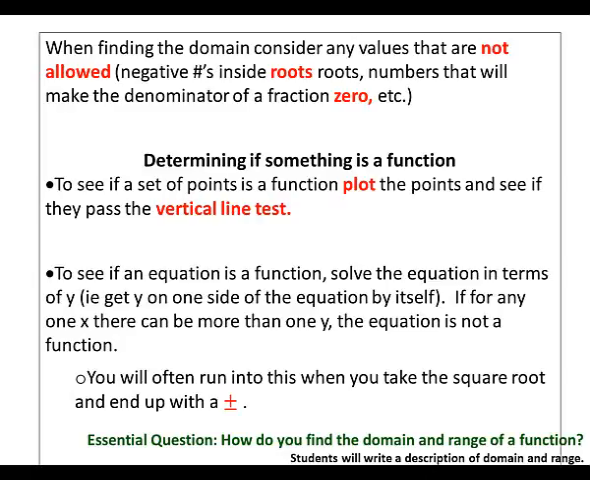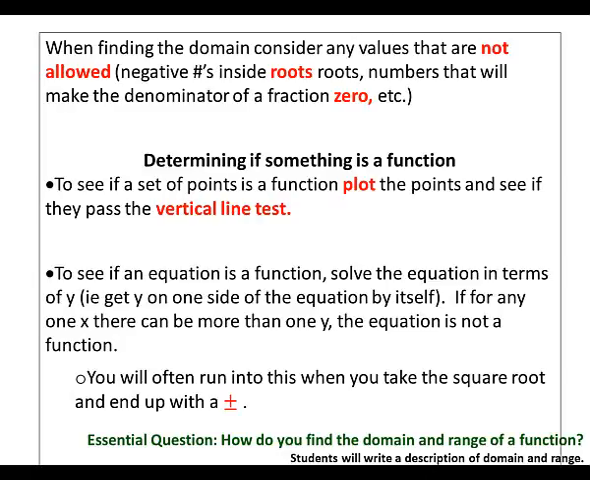So when we're finding the domain, you want to consider any values that are not allowed. So, for instance, other than an imaginary instance, we can't really put a negative inside a root, right? Inside a square root or an even root. Inside a cubed root, we can have a negative in there. Numbers that will make the denominator of a fraction 0 are also things that might be issues with the domain. Okay? In those cases, we can say all reals except wherever the denominator is equal to 0.